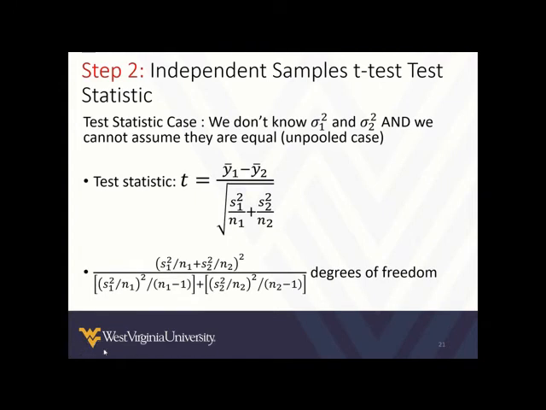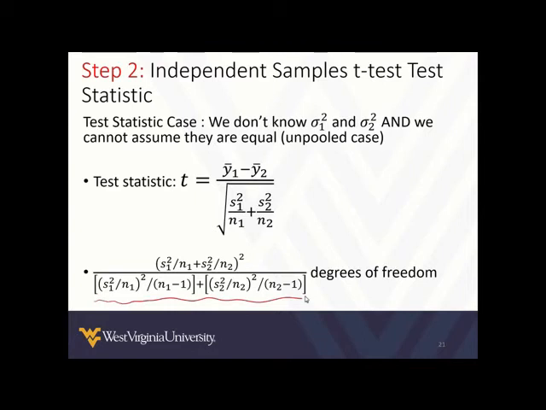And once again, these do follow the t distribution. This time, our test statistic t is going to be equal to our sample mean 1 minus our sample mean 2 all over the square root of our sample variance for sample 1 over our sample size of sample 1 plus our sample variance from sample 2 over our sample size from sample 2. And the calculation of the degrees of freedom is rather complicated. It's this statistic right here.